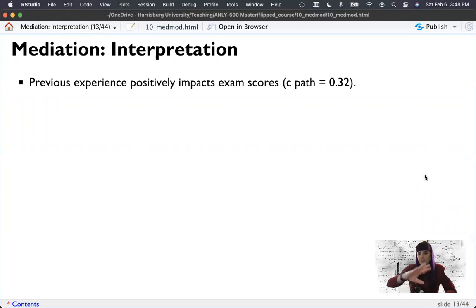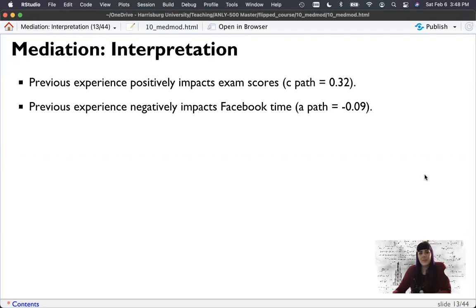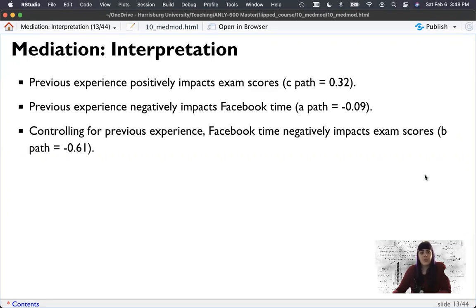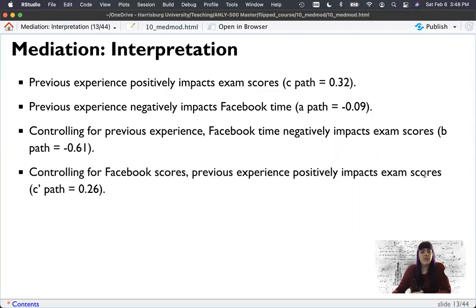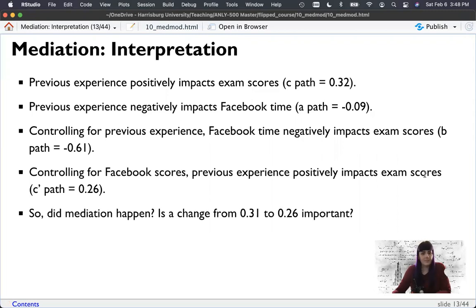Now, just to make sure all these summaries are here for you later, previous experience positively predicts our exam scores, that's C. Previous experience negatively impacts Facebook time, that's A. Controlling for previous experience, because these are both in the same equation at the same time, Facebook time negatively impacts exam scores. Remember, we can't compare these directly because they are unstandardized. And then controlling for Facebook scores, previous experience positively impacts exam scores still, but maybe it's less. And this is our sort of question. So this should say change for 0.32 here, 0.32.